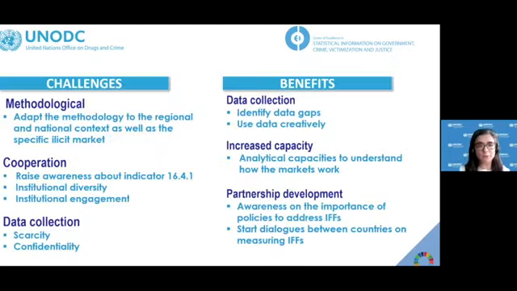Now, just to sum up very briefly, some of the challenges that we faced in this pilot are regarding the methodologies. We have to adapt the framework to the regional, and then to the national context, but also to each one of the specific markets. It was also a challenge to convey the message to all the relevant institutions about the importance of the indicator 16.4.1. We also faced a huge challenge in identifying all the relevant institutions that potentially collect data regarding illicit financial flows. Also, it was challenging to have the institutional engagement throughout the whole project.